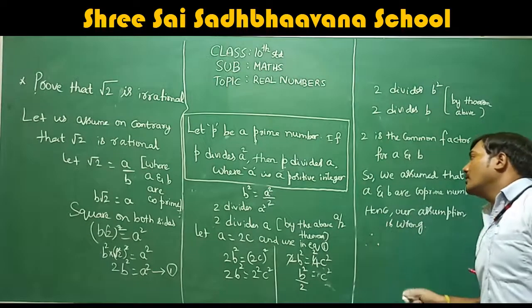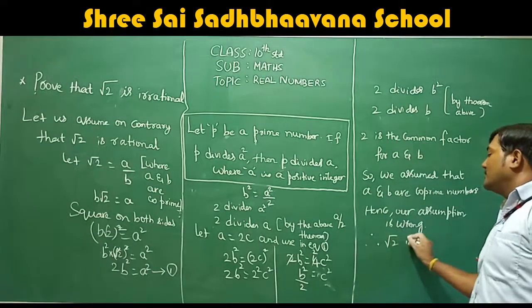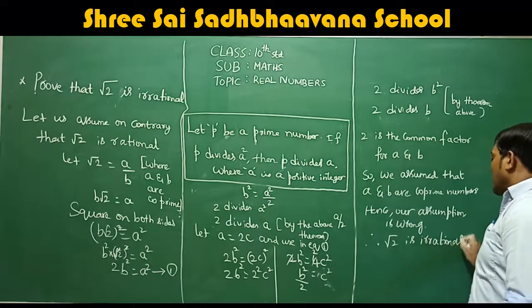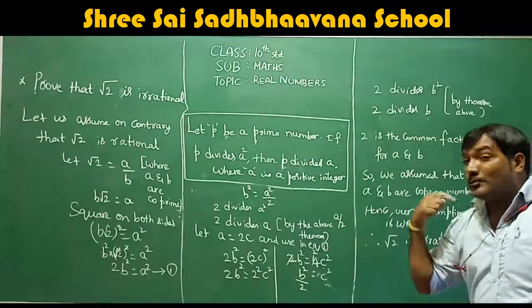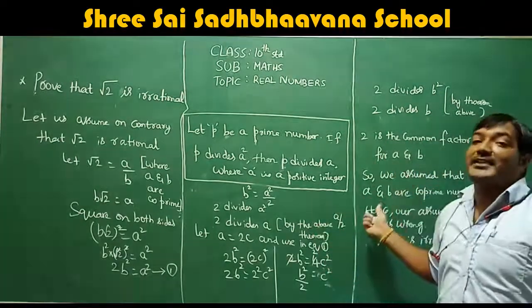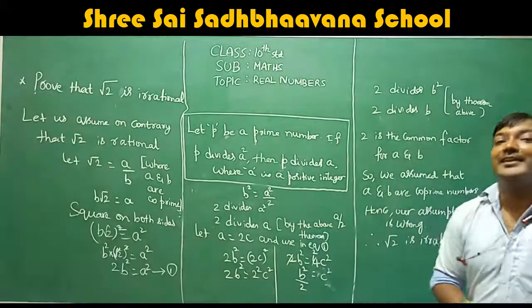Therefore, root 2 is irrational. We assumed it as rational. See guys, carefully listen. We assumed root 2 as rational, but we are not able to prove that root 2 is rational. So obviously root 2 is irrational.